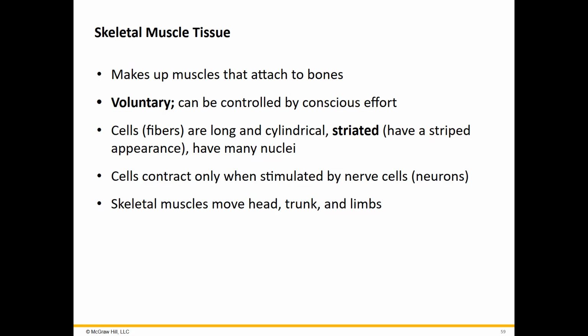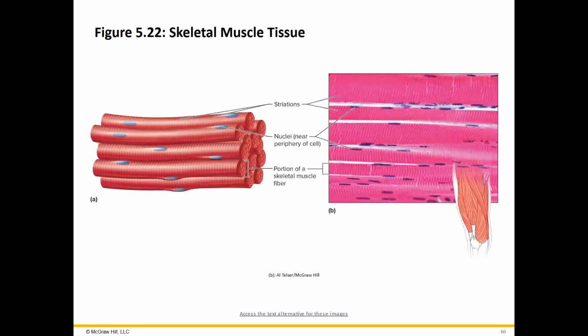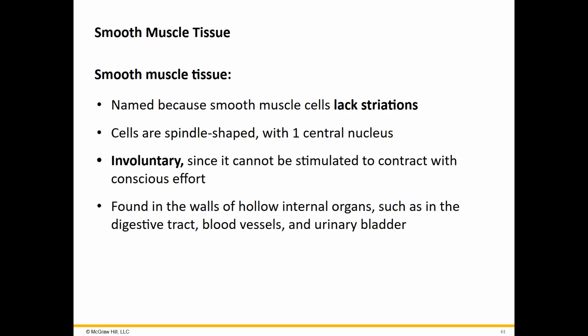Yeah, this is what it looks like. Long tubes, many stripes. That's called striated. Many nuclei. This one has 2 nuclei right here. This one's got, like, look at that, 5 nuclei maybe? A lot of nuclei, a lot of brain power. Your skeletal muscles do a lot of dexterous things. Yeah, playing the piano, it's a lot of stuff happening.